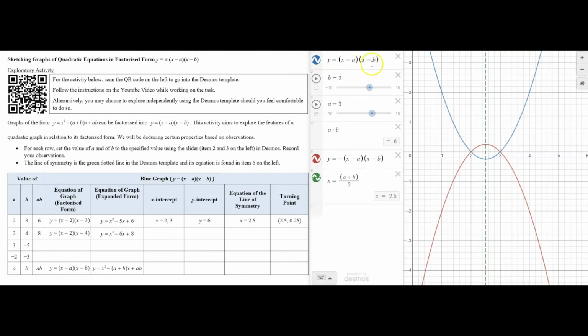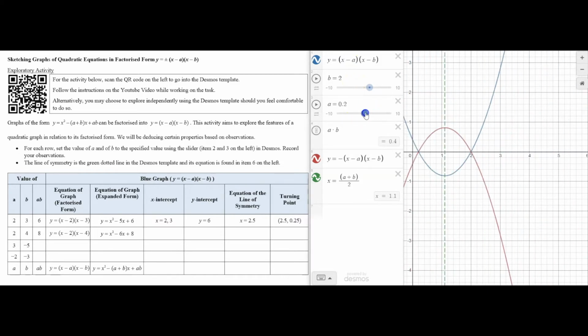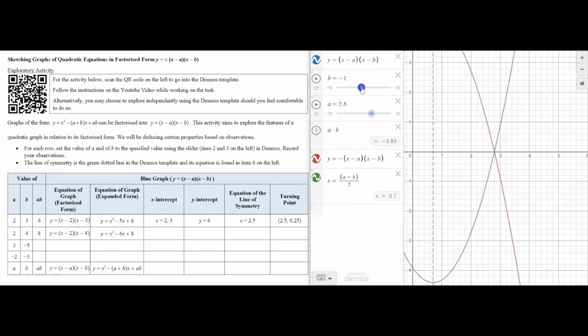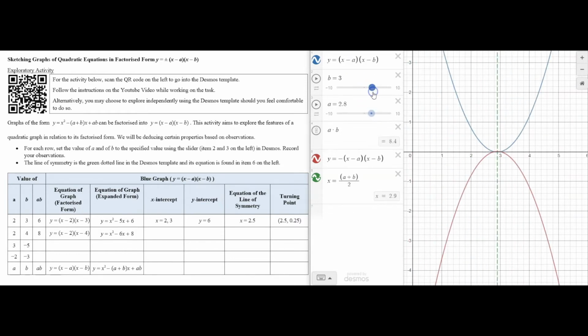Now the values of a and b are controlled by the sliders in item number 3 for a and item number 2 for b. So you can actually slide this around to control the values of a, slide this around to control the values of b in order to understand this concept. Also, you notice that there is a red color graph which is for y equals negative x minus a multiplied with x minus b, and I'm going to hide this for now and let us focus on the situation of the blue color graph.